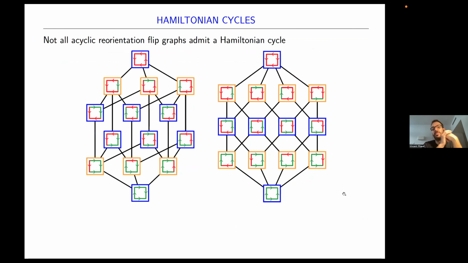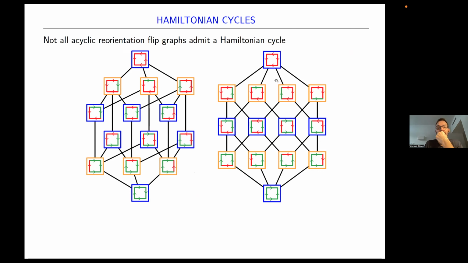And the last thing that I want to mention is more combinatorial. It's known that the acyclic orientation posets, or the acyclic orientation graphs, do not always admit a Hamiltonian cycle. The reason is that they are bipartite graphs, ranked by the number of reoriented edges, and the bipartition is not always even. So sometimes you have more orange than blue, like on the left. So you have no way to do a Hamiltonian cycle, just because in a Hamiltonian cycle, you pass from a blue to an orange to a blue to an orange and so on.